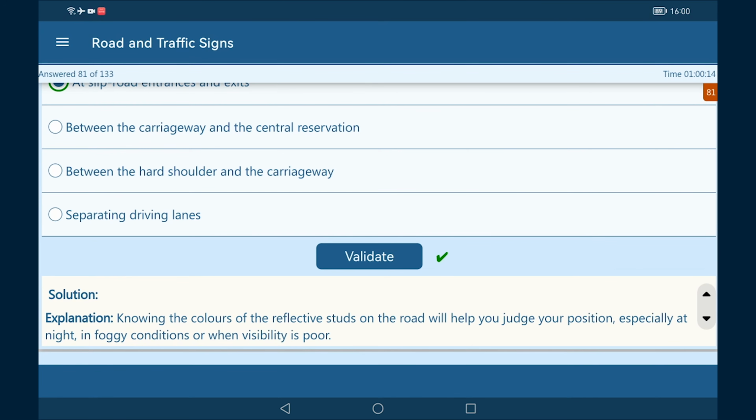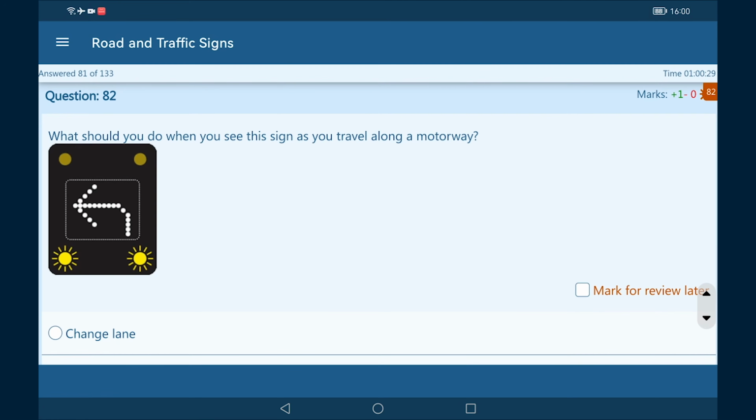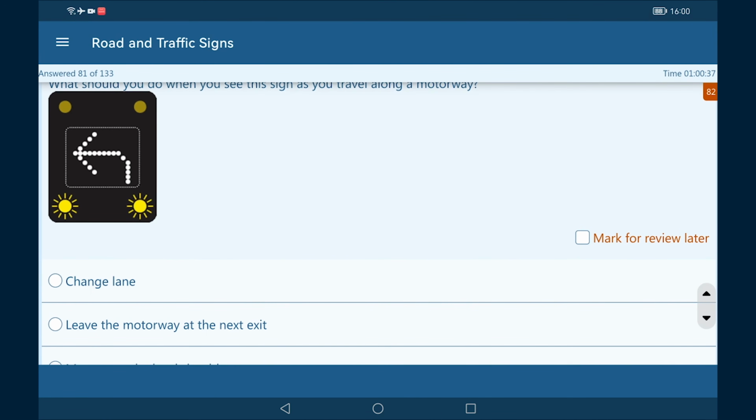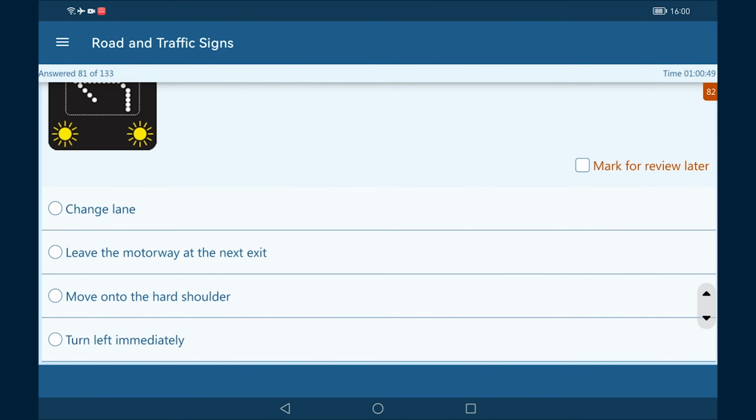Explanation. Knowing the colors of the reflective studs on the road will help you judge your position, especially at night, in foggy conditions or when visibility is poor. Question 82. What should you do when you see this sign as you travel along a motorway? Option 1. Change lane. Option 2. Leave the motorway at the next exit. Option 3. Move onto the hard shoulder. Option 4. Turn left immediately. The correct answer is Option 2, that is, leave the motorway at the next exit.